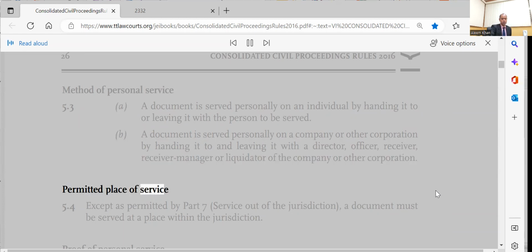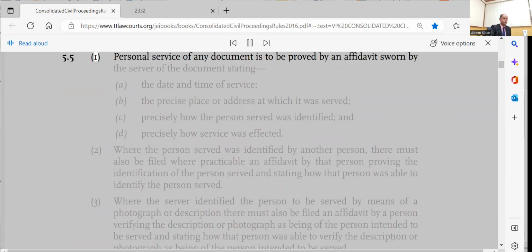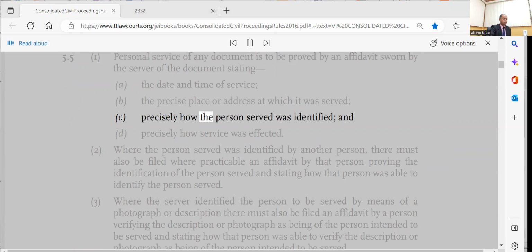Permitted place of service. 5.4 Except as permitted by Part 7, Service out of the jurisdiction, a document must be served at a place within the jurisdiction. Proof of personal service. 5.5. 1. Personal service of any document is to be proved by an affidavit sworn by the server of the document stating a. The date and time of service, b. The precise place or address at which it was served, c. Precisely how the person served was identified, and d. Precisely how service was effected.